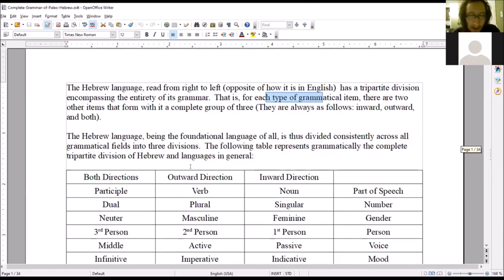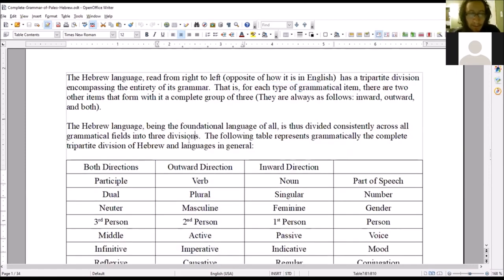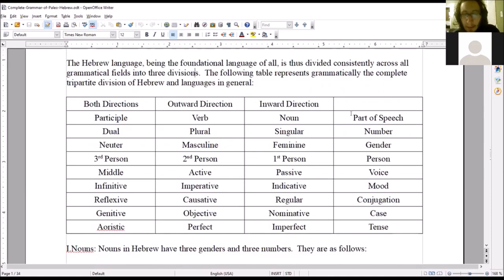So let's take a look at these threefold divisions here. For words, there's parts of speech. There's nouns. Why is a noun an inward direction? Because a noun is an identity. So inward, because it's being identified to itself. It's bringing into itself its identity. So that's why it's inward.